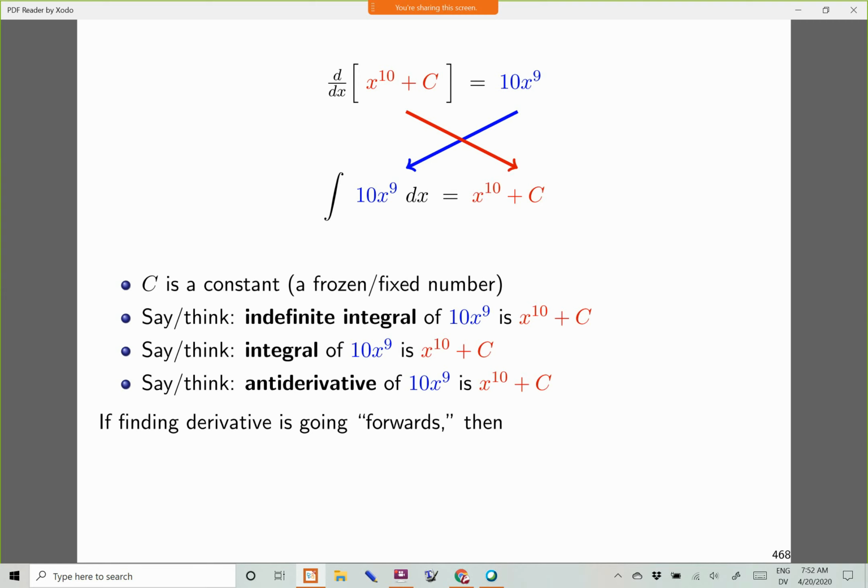As you write a thing that looks like this, or if you read a thing like this that's written down, I want you to be saying or thinking internally, indefinite integral of 10x to the 9th is x to the 10th plus c. That's what I see here. Or if you want to take out the word indefinite and say integral of 10x to the 9th is x to the 10th plus c, fine. Or antiderivative of. I want you to see the symbol and think antiderivative of.